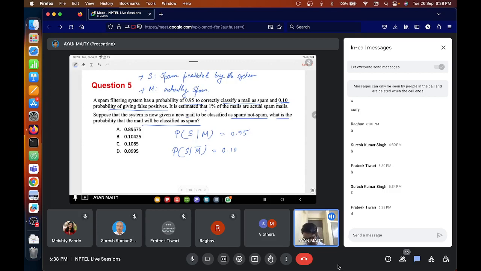And the third probability is 1% of the mails are actual spam mails. So that means the probability of actual spam, which is probability of M, is 1%, which is 0.01. And we have to find out what is the probability that the new mail will be classified as spam. What is the probability of getting marked as spam for any new email? So we have to find out probability of S.